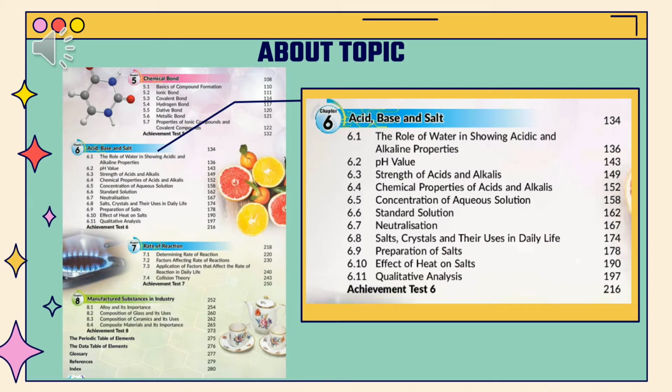In Form 4, there are 8 chapters of lesson with 4 themes altogether. Acid, base, and salt is under the theme Interaction between Matter in Chapter 6. There are 11 subtopics under this chapter.